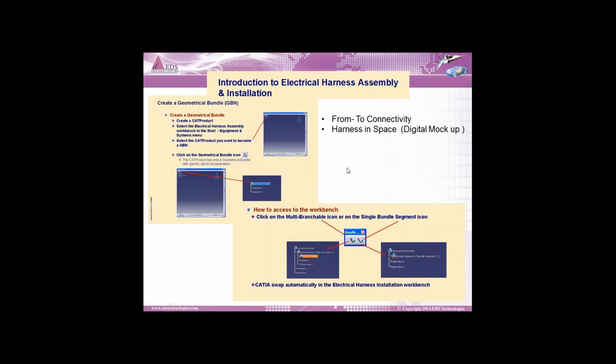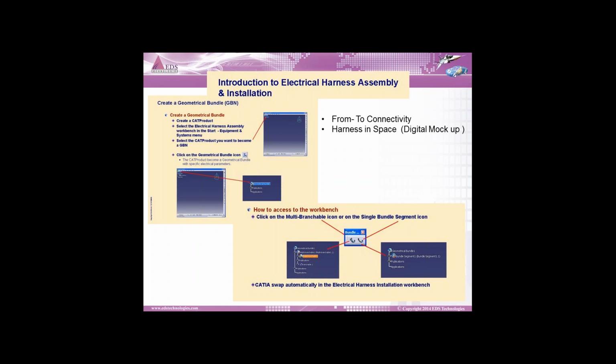In electrical harness assembly and installations, the first and foremost requirement is from-to connectivity. That means from where the electrical harness starts and where it ends is the from-to connectivity. And why do we do it? We are doing that in a digital mockup environment, in the space environment. Creating a geometrical bundle is the foremost requirement.